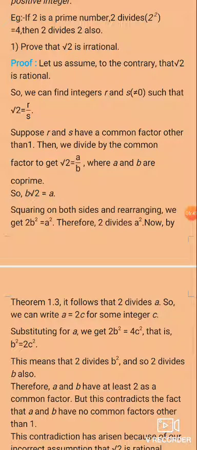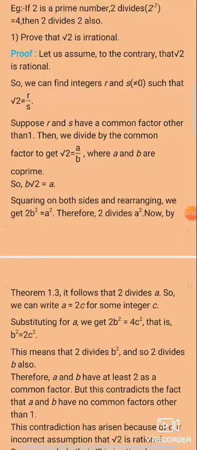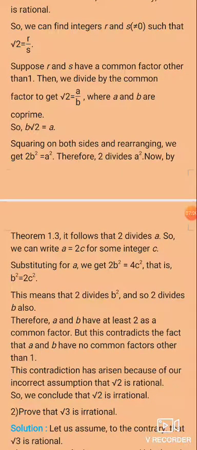So what we get? 2b square is equal to, instead of a square, we put 2c the whole square. 2c the whole square becomes 4c square. That is 2b square is equal to 4c square. In lowest form, 2 and 4 cancel, remaining 2 on the right side. So b square is equal to 2c square. Okay, this means that 2 divides b square, so 2 divides b also. Therefore, a and b have at least 2 as a common factor.